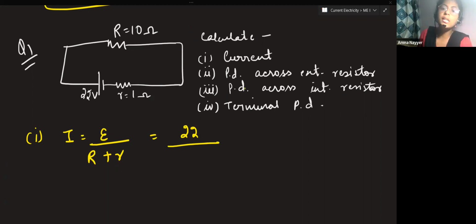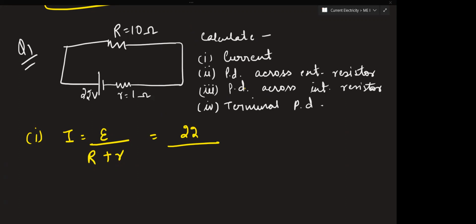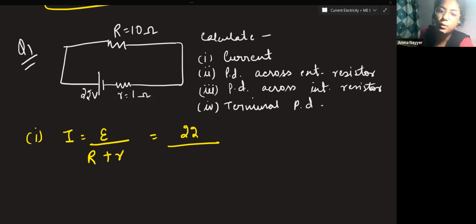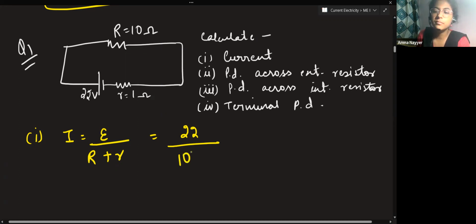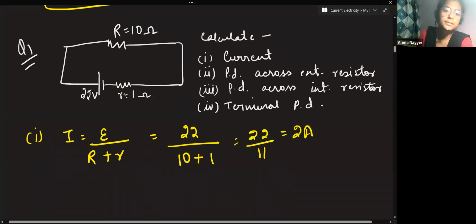Okay. 22 you were answering, no? Yes, it became 2.2. All right. No, actually it looked like 2.2, so I thought that's the answer for the second one. No issues. External resistor is 10 ohm. Internal resistance is 1 ohm. So this becomes 22 divided by 11. That gives 2 ampere.